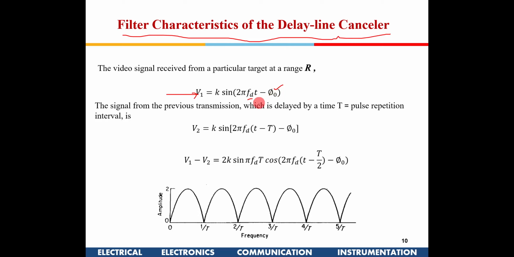So now you are taking, excuse me, now this is the signal. V2 is the signal after a delay, or one cycle prior.